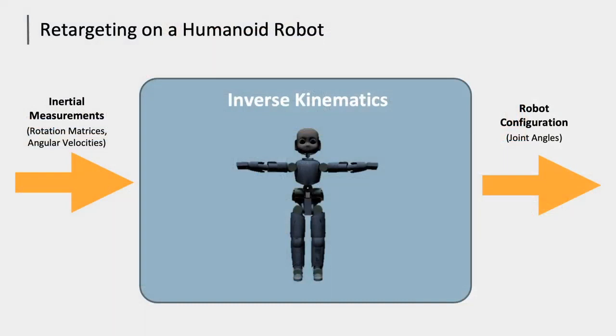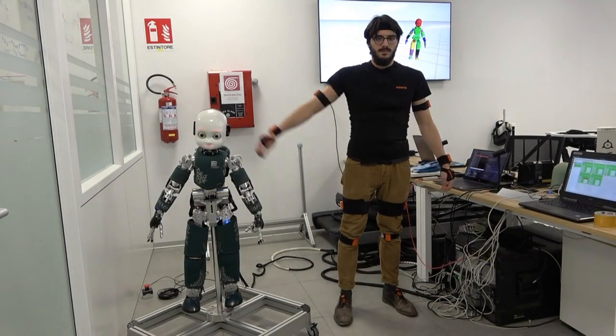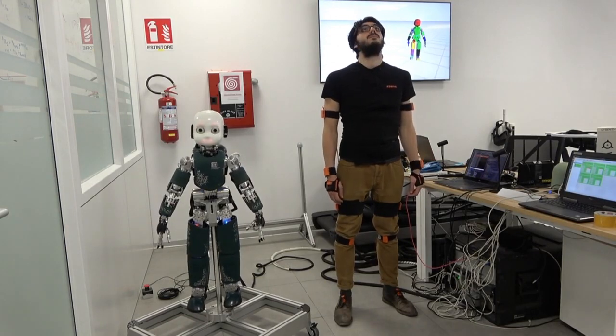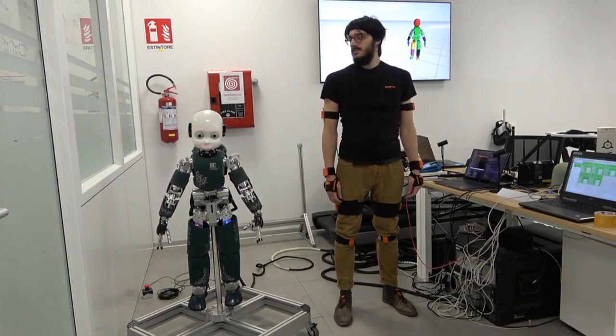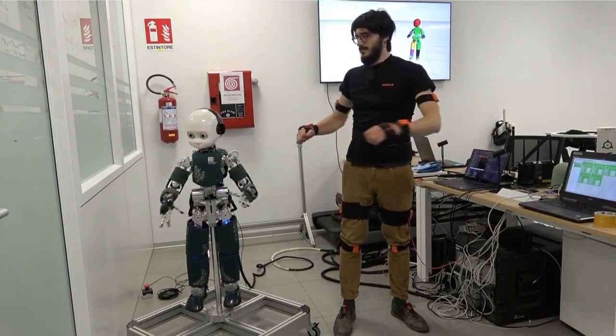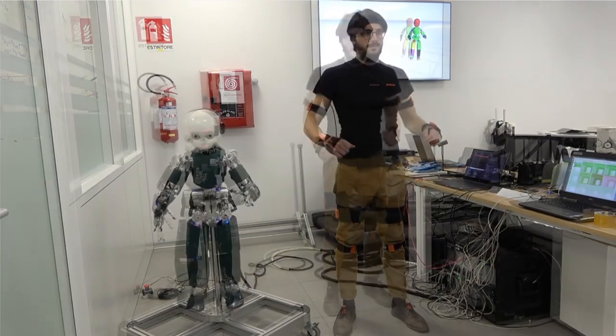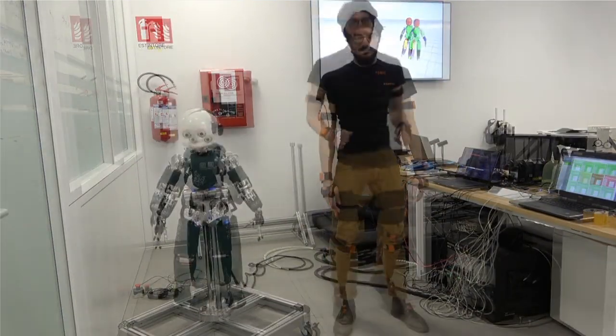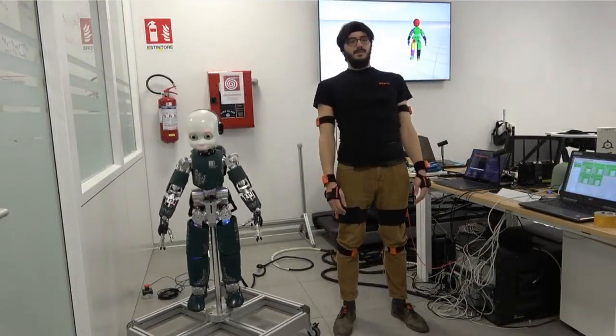Replacing the human model with the model of a humanoid robot, we can directly obtain the retargeted motion of the human. In this video, the subject is provided with a set of IMU sensors. In this case, the proposed algorithm is used to compute the configuration of the iCub humanoid robot. The provided joint configuration is sent in real time to the robot low-level controller, which regulates the joint position of the robot.